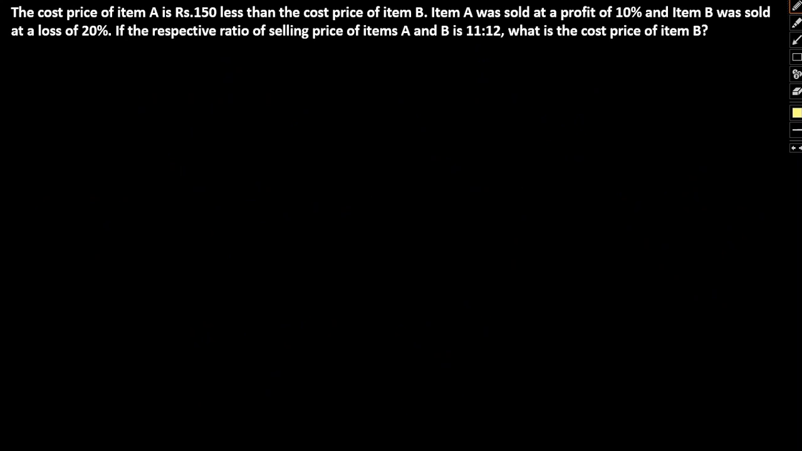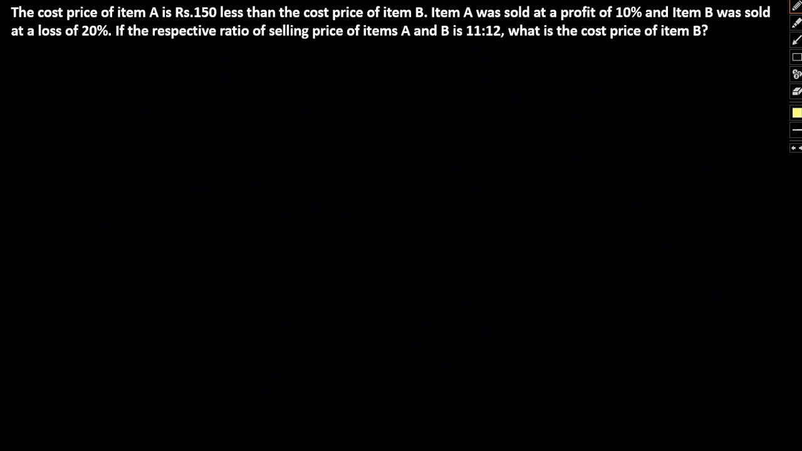The second question that we have is of profit and loss. So let's take a look at the question. Cost price of item A is 150 less than the cost price of item B. Item A was sold at a profit of 10% and item B was sold at a profit of 20%. If the respective ratio of the selling price of item A and item B is 11:12, find the cost price of item B.